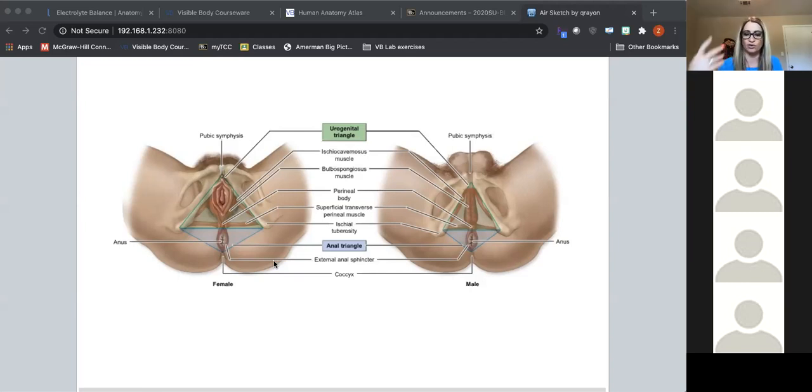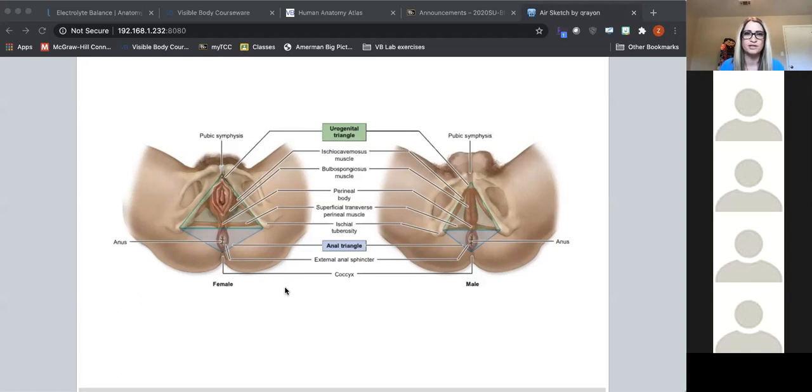Notice that the angle in females of this diamond is wider than in males, and this is because our pelvis has a different shape. This is to accommodate passage of the fetus during childbirth. So males do not have to have such a wide angle there. Make sure that you're able to label what is what from this picture.